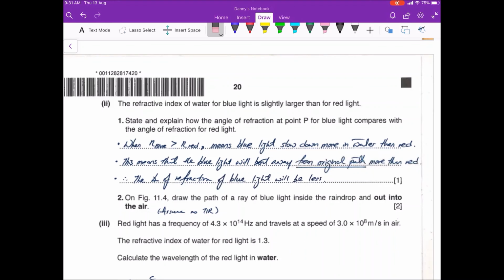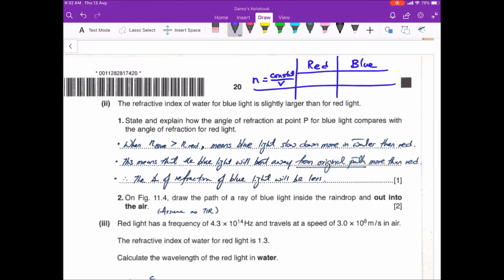Okay, the refractive index of blue is slightly higher than that of red light. So what you can understand from here is that n equals c over v, right? c is the constant speed of light in vacuum. So basically you can think of it this way: if you have red and then you have blue, n equals a constant over v. So they are saying that n of blue is high and this one is low. If now you make v the subject, you will get constant over n.